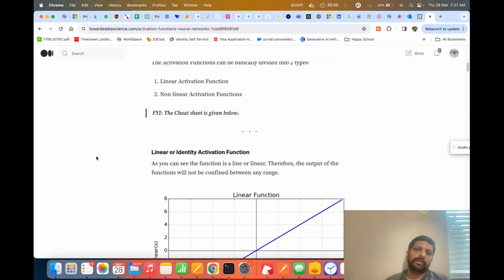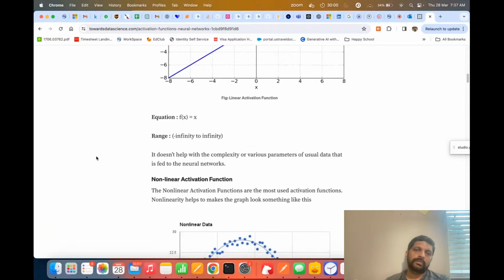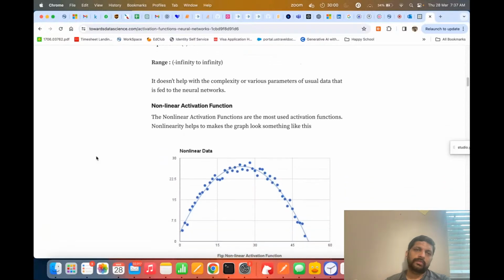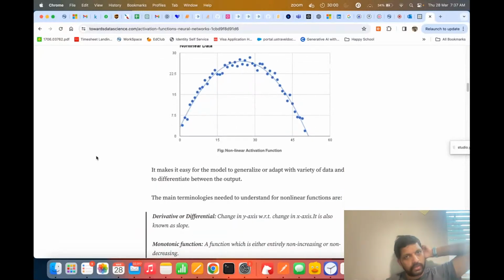For the linear identity activation function, as you can see, the function is a line, therefore the output of the function will be linear. The most used activation functions are non-linear. The graph looks something like this. It is easy for the model to generalize or adapt to a variety of data and to differentiate.